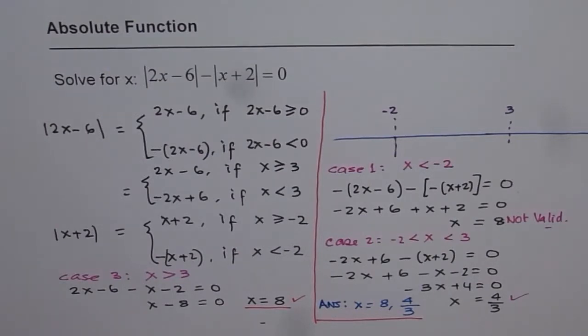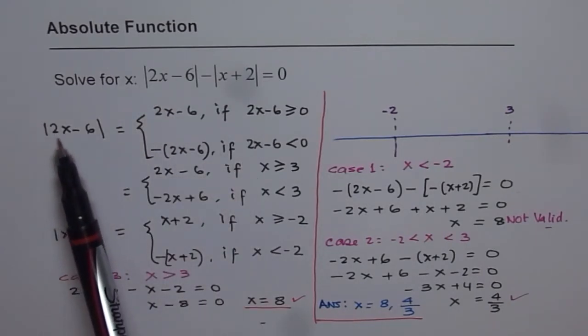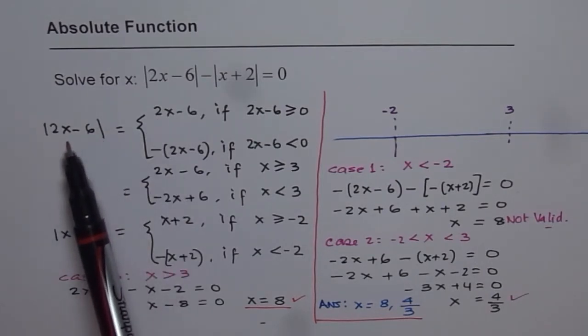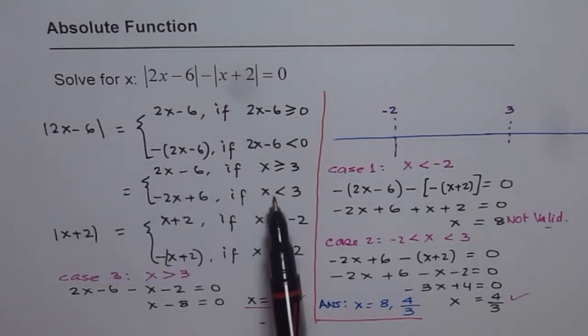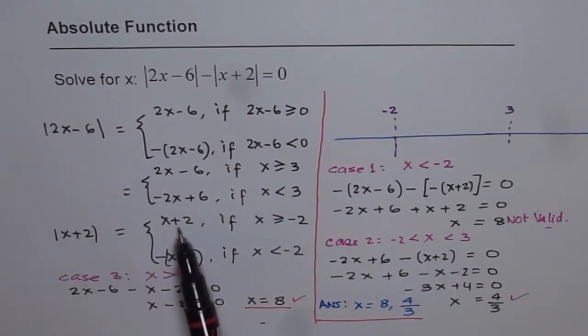Now whenever you have absolute functions, it is better to write them as a piecewise function. So I took time here to show you how to write an absolute function as a piecewise function. So absolute of 2x minus 6 could be written as its positive value if 2x minus 6 is greater than or equal to 0. That means x is greater than or equal to 3. And its negative of this if it is less than 3. Similarly, x plus 2 could be written as x plus 2 if x is greater than minus 2, and negative of this if x is less than minus 2.